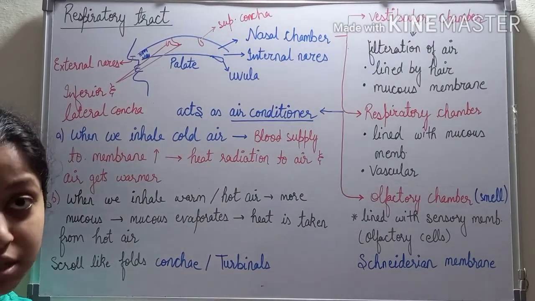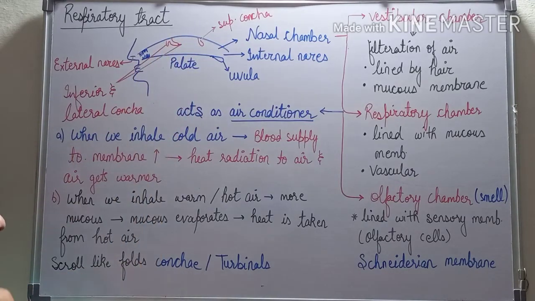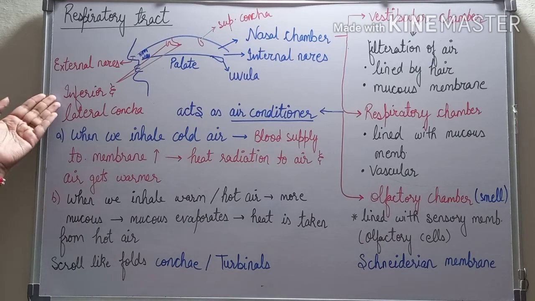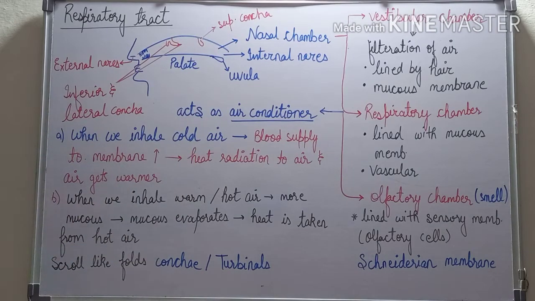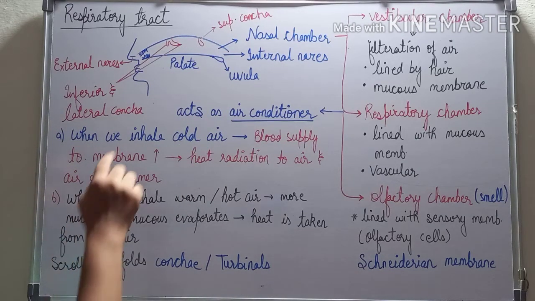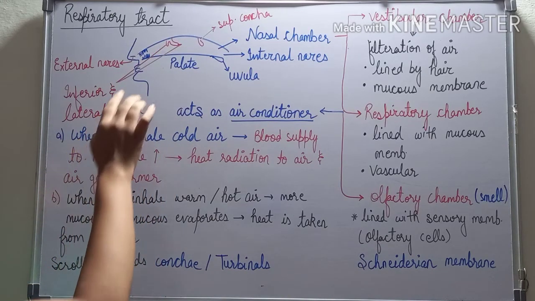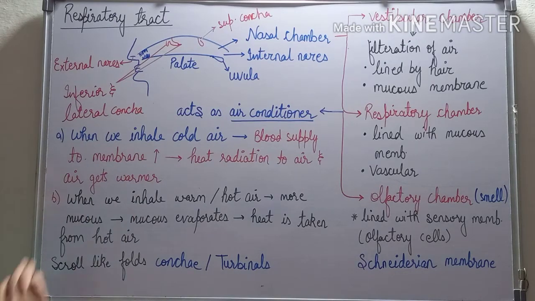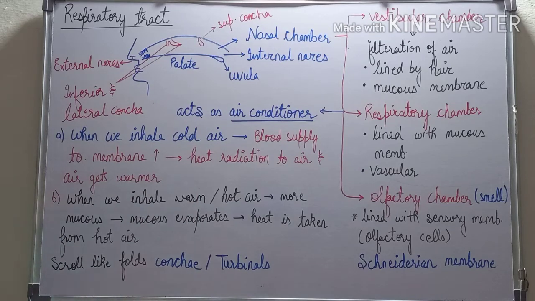conchae or turbinals. As you can see here, certain folds. Now these folds or conchae are of three types, that is inferior conchae, middle conchae and superior conchae. The inferior and middle conchae are present here, at the front part of the nasal chamber, and at the latter part, at the back portion, the superior conchae is present. So these three folds or conchae are present in the nasal chamber.